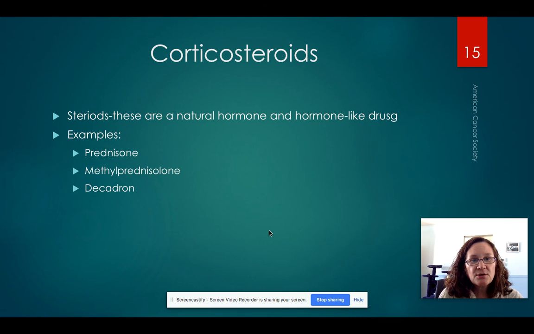Now we have the corticosteroids. These are natural hormones. Examples are prednisone, methylprednisolone, Decadron. They help treat cancer, and we use them to help prevent nausea. We use Decadron and Zofran a lot just to prevent the nausea during treatment.